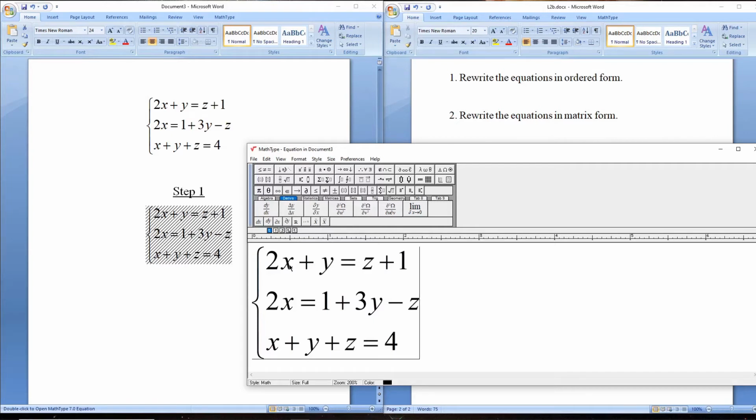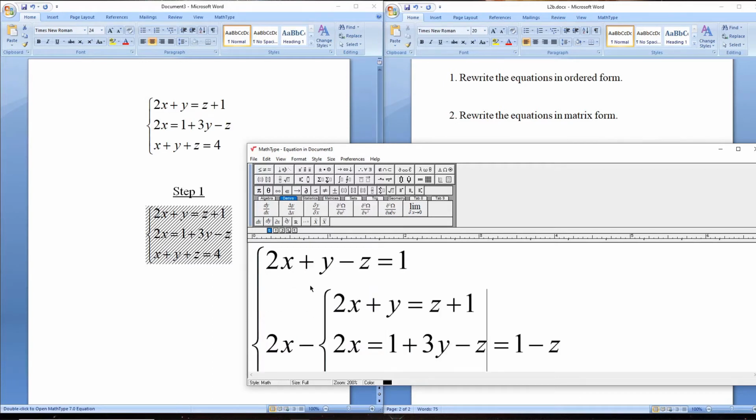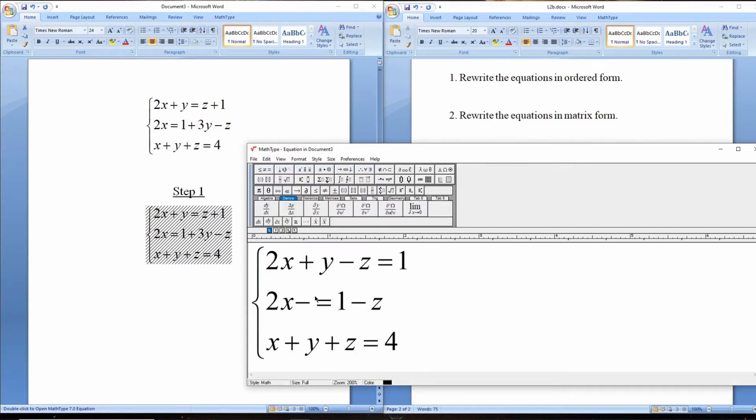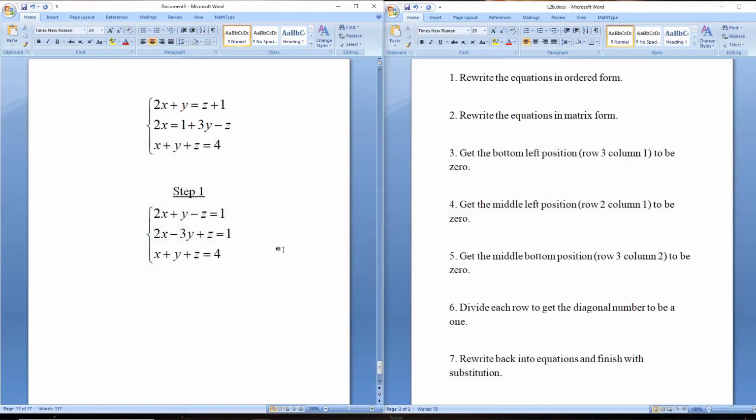So for the first equation here, we do have x, y, and so we'll just move the z to the left here. Make that a minus z there. So this first equation is now ordered. X, y, z equals our number. Let's look at the second one. We have x. So this 3y here, let's get that to the left side. That'll be a minus 3y there. And then let's get this minus z to the left. And that'll make it a plus z. So that's ordered. Here's our x, y, z equals our number. And then the last equation is already ordered for us. X, y, z equals our number. So there is step 1.